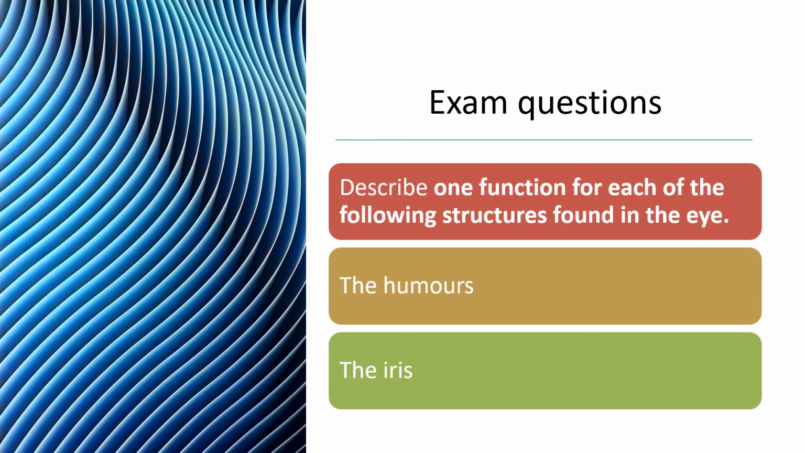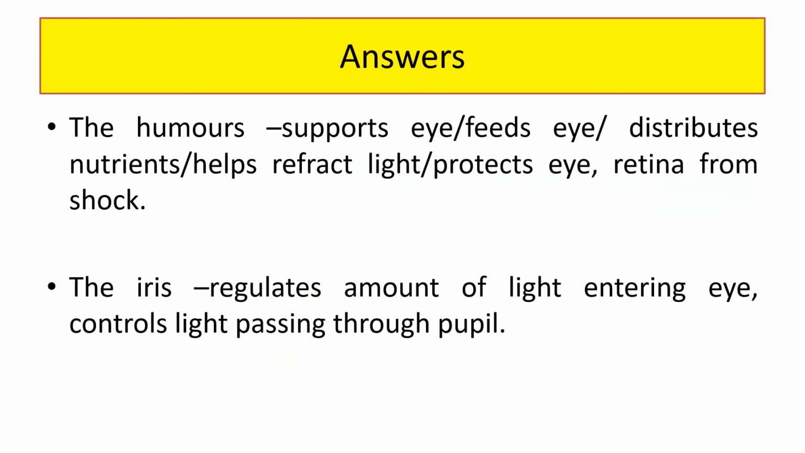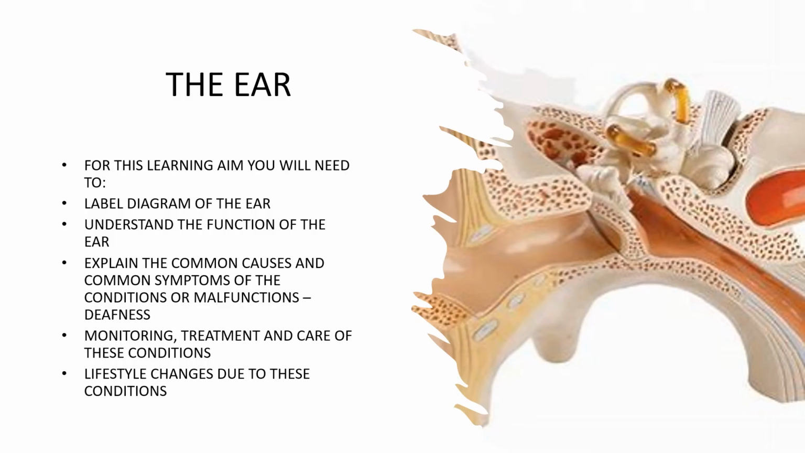An example of exam questions could be, describe one function for each of the following structures found in the eye: the humors and the iris. So hopefully by looking at this PowerPoint, you could go, right, I know exactly what I would put for these two here. And let's see if you're right. For example, the humors support the eye, feed the eye, distribute nutrients, help refract light, and protect the eye and retina from shock. The iris regulates the amount of light entering the eye, controls light passing through the pupil.